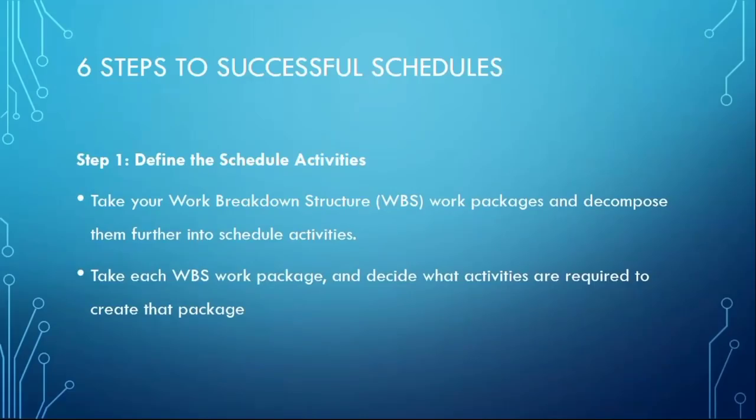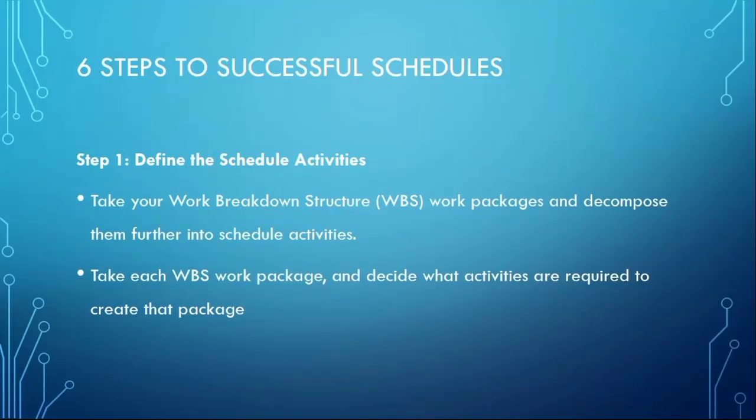So, six steps. Let's look at the six steps to successful scheduling. We may not be able to complete this, but whatever we stop at today, we'll continue from there next time. Number one is define the schedule activity. This is referred to as activity definition. In project time management, we call it activity definition. Define the schedule activity: take your work breakdown structure, work packages, and then split them further into schedule activities.